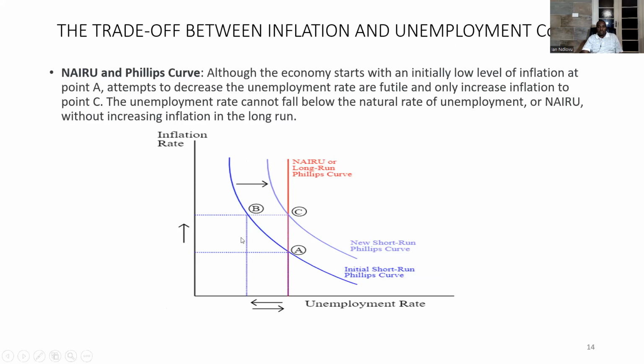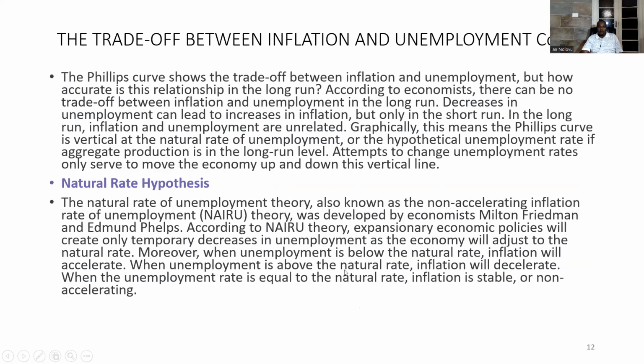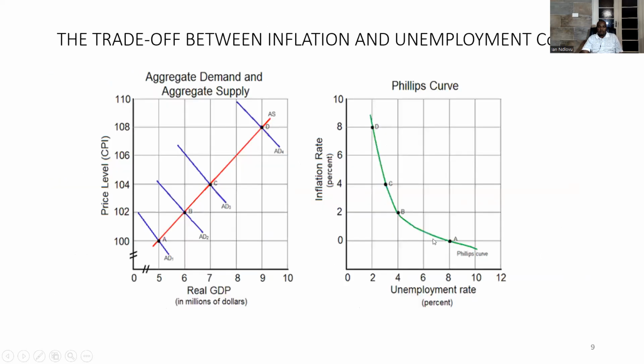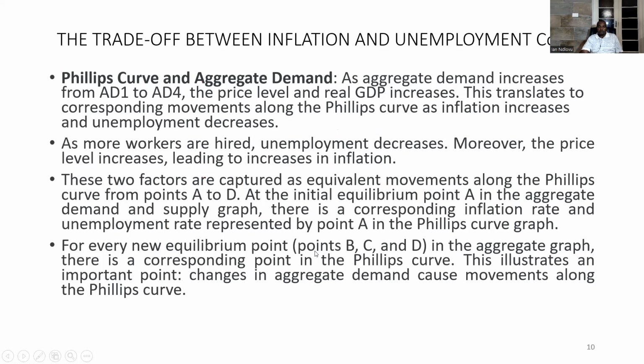So in the short run, ladies and gentlemen, we are able to move from point A to point B. We are able to navigate from point A to point B, which is the movement along that we saw earlier on as aggregate demand increases from AD1 to AD2.